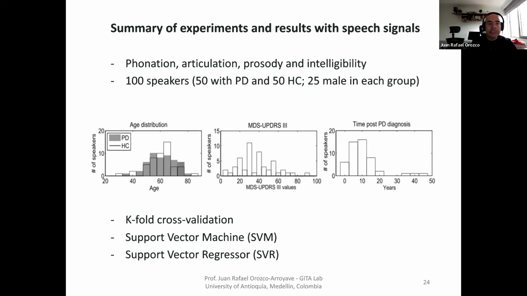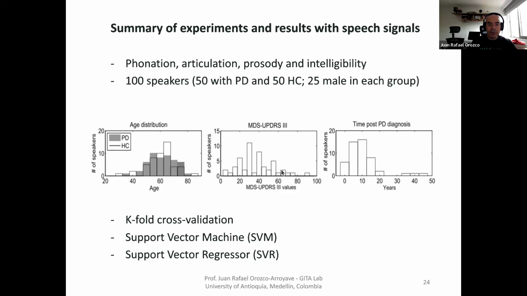Now, let me show you this example of experiments that we did with phonation, articulation, prosody, and intelligibility. In this case, we worked with 100 people, 50 patients and 50 controls. Probably some of you are aware of PC-GITA. This is the corpus that I'm referring to. We studied this corpus, and this is the age distribution, so there is no bias regarding age.